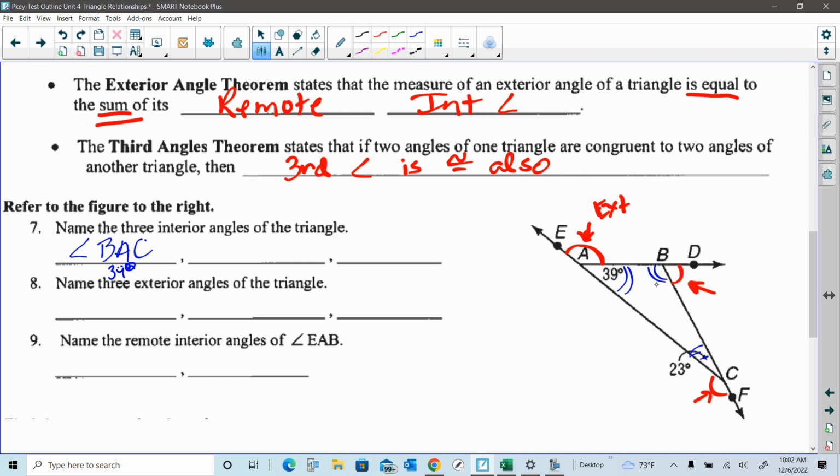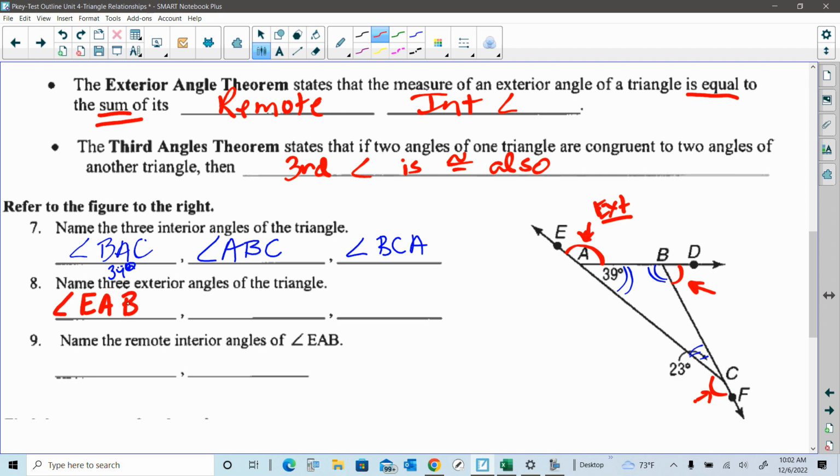Then I'm going to go to angle ABC. That's the one we don't have the degree measure for, but we could find it by just adding the 2 angles and subtracting from 180. And then you should have angle BCA. That's the one that's 23 degrees. Your exterior angles are the angles on the outside. I'm pointing to one right now. You need the 3 letters, so this would be E to A to B, or you can say to D.